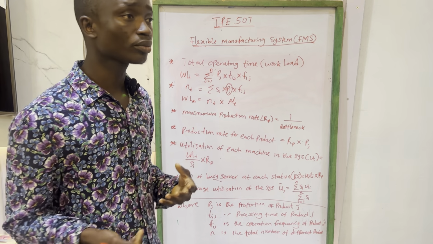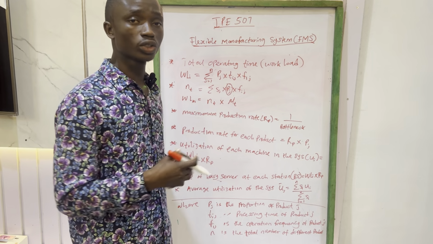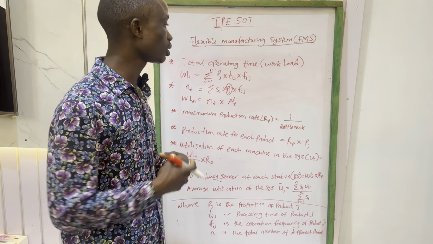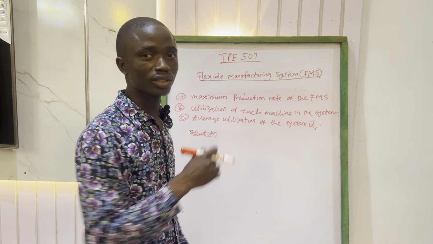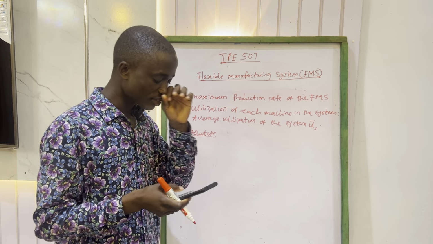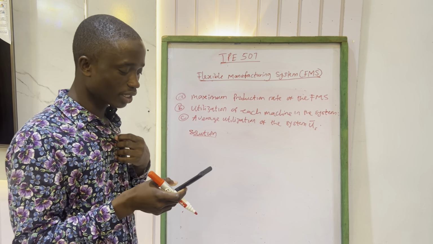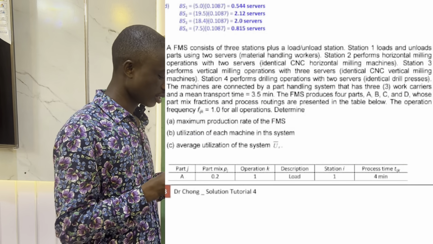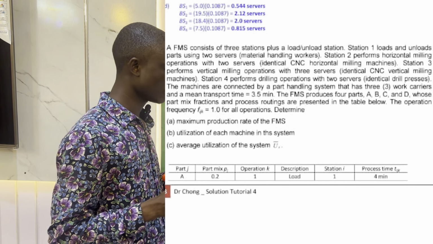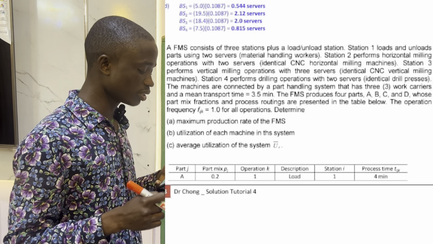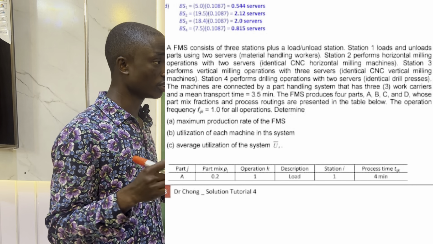So if it is given, we use it, but if it is not given, we take it as 1. So let's solve one example for this, for us to understand this flexible manufacturing system. In the question on the screen, we are told to find the maximum production rate of the FMS, the utilization of each machine in the system, and the average utilization of the system.